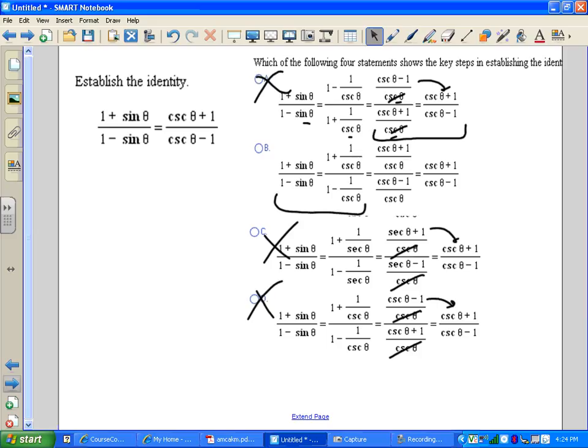And so on the first step, they're changing the sine to 1 over cosecant in both cases, so that's okay. Now, in the middle step here, it's maybe kind of hard to see what they're doing, and you could actually work it out here. I'm not going to bother with it, but what they're doing is finding a common denominator. And when you find a common denominator, you would definitely get this value right here. All right, so our answer there is choice B.